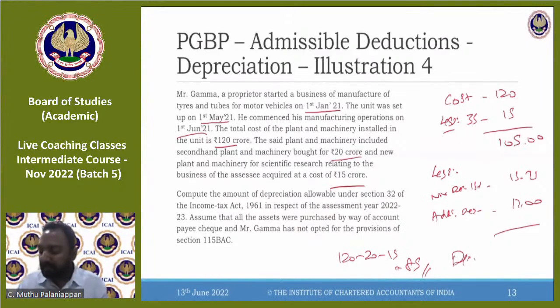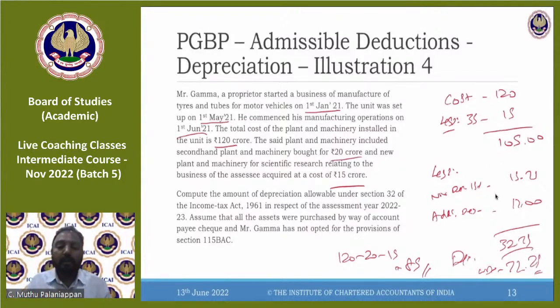32.75, and WDV will be 120 minus, 105 minus 32.75. So that will be a WDV, 72.25. So that's what is your thing, correct?